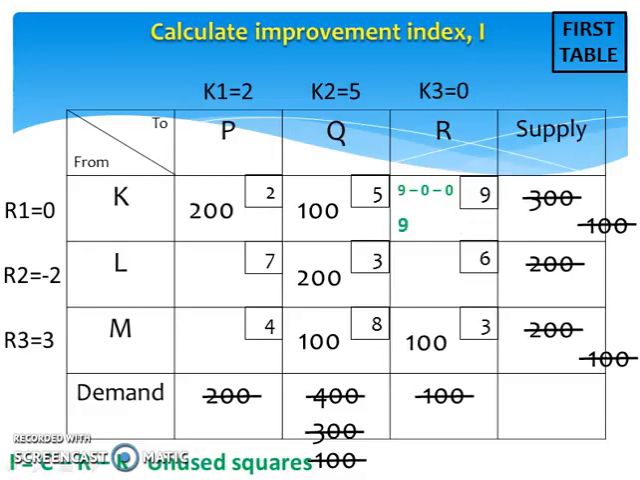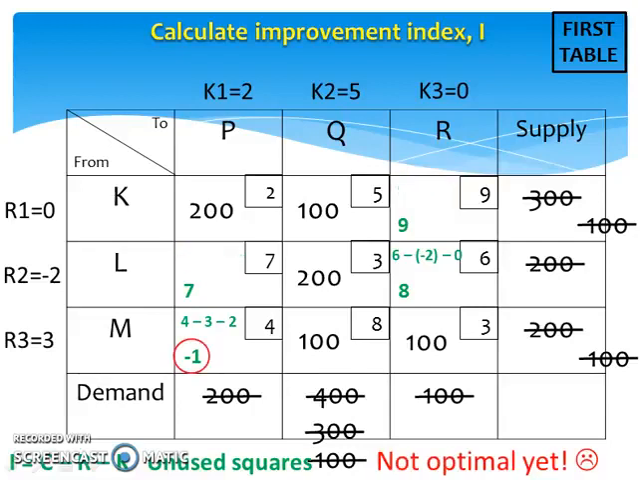9. At this unused square, we have 7 minus negative 2 minus 2, so we get improvement index equals 7. Next, here we have 6 minus negative 2 minus 0, so we get improvement index equals 8. And finally, here we have 4 minus 3 minus 2, so we get improvement index equals negative 1. Since there exists a negative improvement index, the problem is not optimal yet.